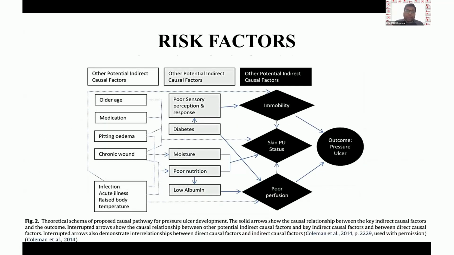Other potential indirect causal factors: older age, medications, pitting edema, chronic wound in the patient, infection, acute illness, raised body temperature, poor sensory perception, diabetes, moisture, poor nutrition, and low albumin. Other potential causal factors: immobility, skin status, and poor perfusion. These outcomes lead to pressure ulcers. All these indirect causal factors relate to the pressure ulcer status of the patients.